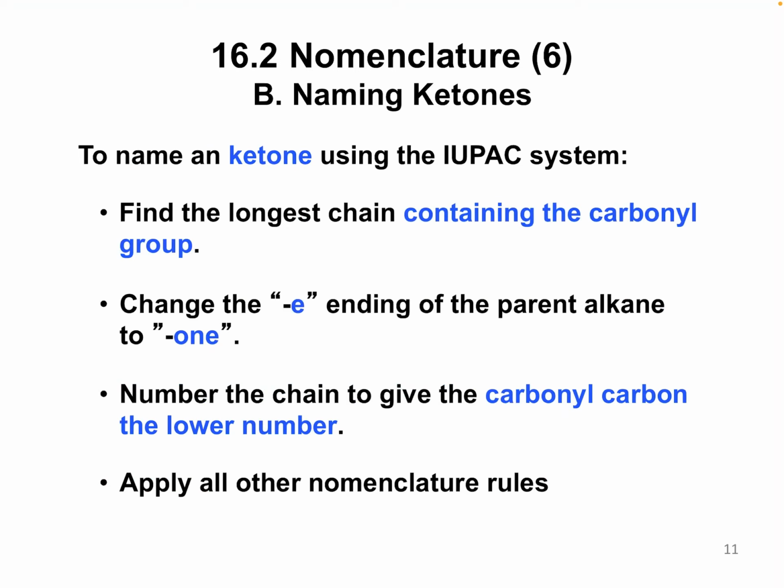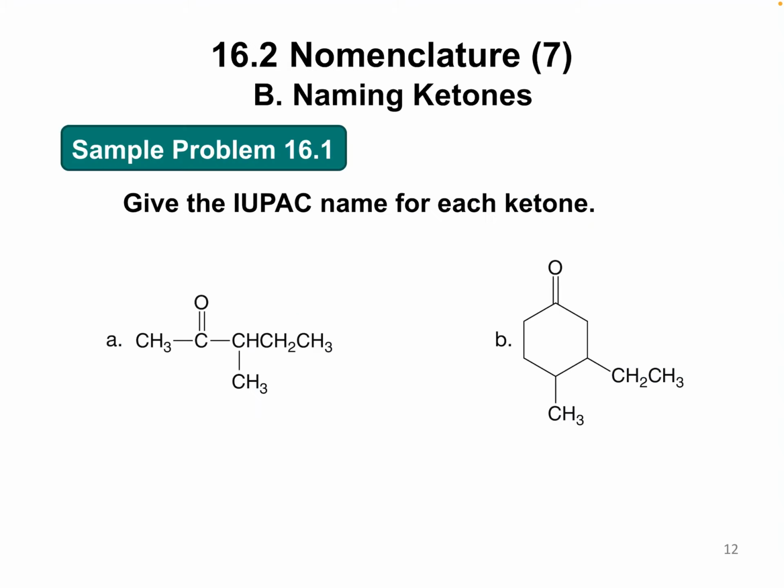So what about naming ketones? All right, it's very similar. We're going to find the longest chain that contains the ketone functional group. We use the suffix -one to talk about ketones, and we're numbering to get to our ketone as soon as possible. All right, and then we just apply the same rules that we've applied other places.